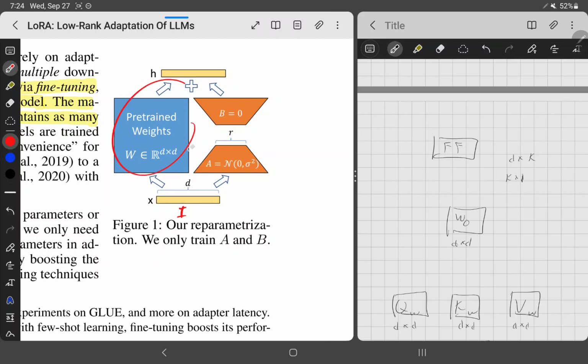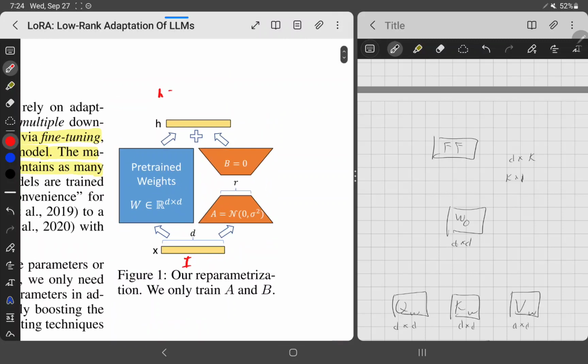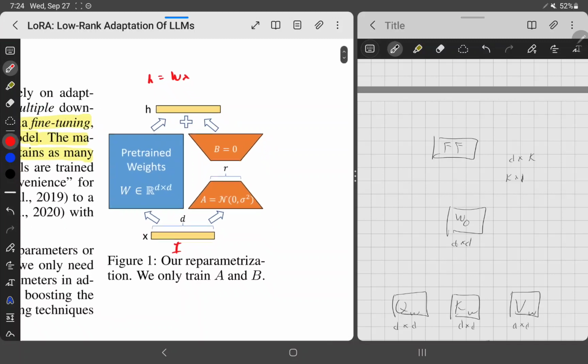Now, we could just fine tune this. However, what they suggest is freezing it. So you freeze these weights, meaning that they don't update, but you still have to send the information through, because this is what your model was. So your initial H was equal to WX.